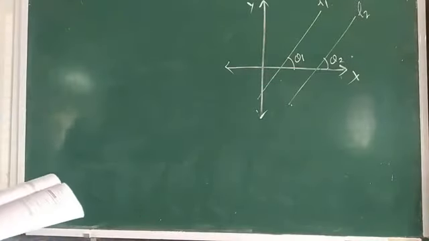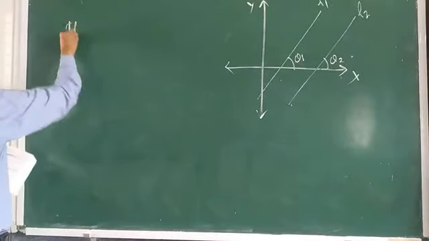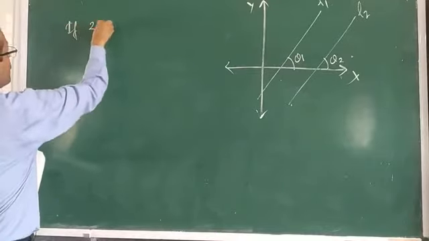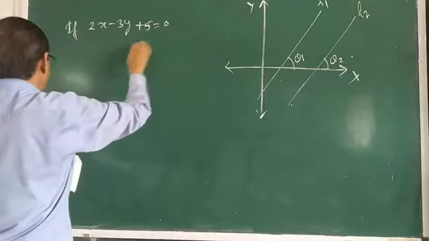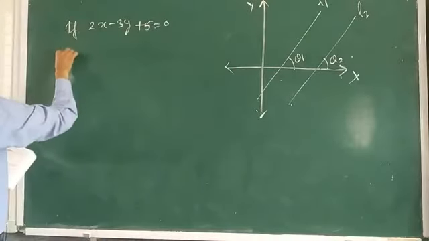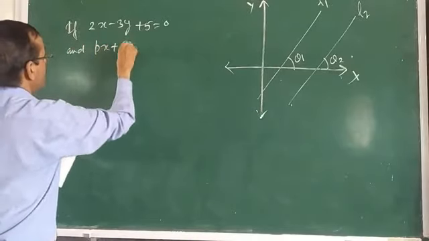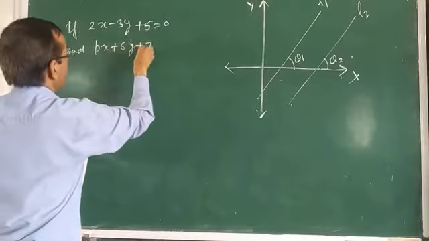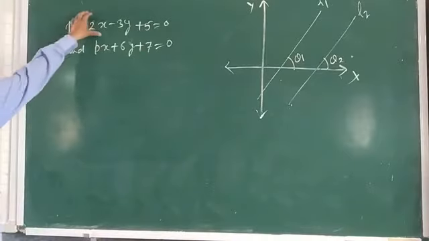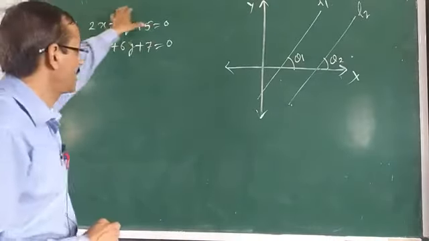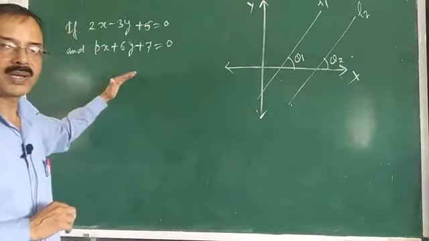See, in this example, given that 2x minus 3y plus 5 is equal to 0 and px plus 6y plus 7 is equal to 0. What is this? These are two lines, in the ax plus by plus c form, the general equation of a straight line. These two lines are parallel, given that, and we are asked to find p. These two lines are parallel, and p is what is being asked.